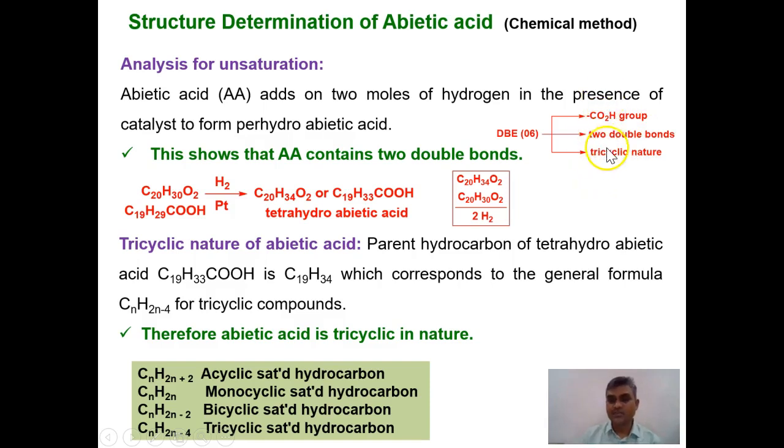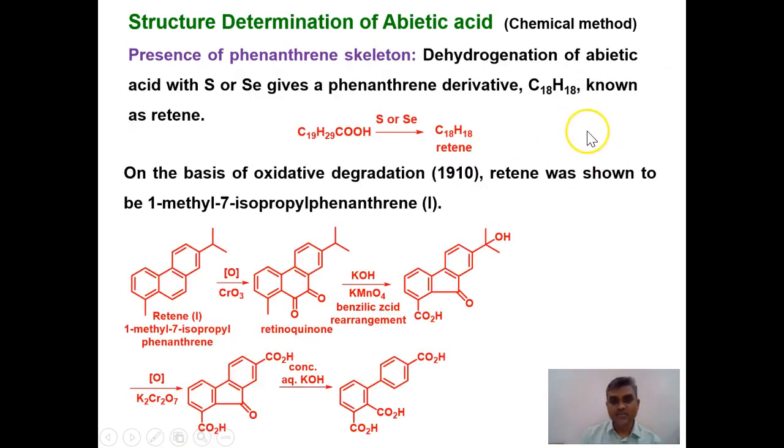Now with this information in hand, we have got major information. Now we have to find out the skeleton of abietic acid, and in this skeleton we have to assign the positions of 2 double bonds as well as CO2H, and in that way we can reach the structure of abietic acid. To prove the skeleton of abietic acid, a dehydrogenation experiment is performed. Dehydrogenation of abietic acid with sulfur or selenium gives a compound called retene. It has molecular formula C18H18.